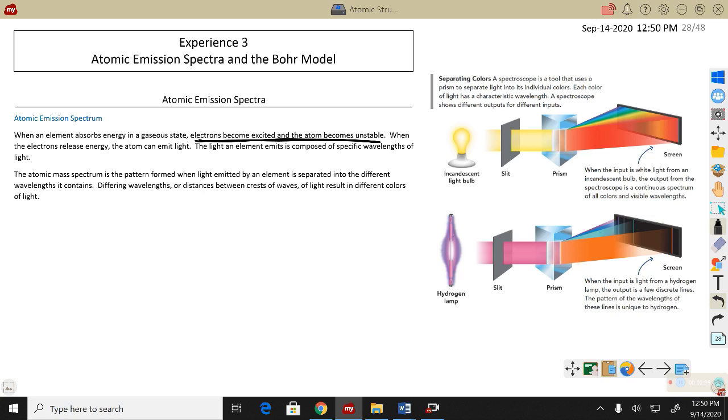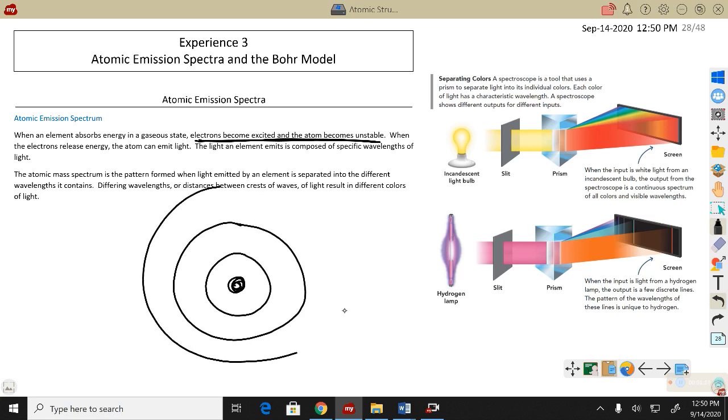And at one point in your science career, you may have drawn atoms with a nucleus in the middle, and then there are these rings around the outside, or energy levels or shells or whatever you may have called them, and that's where the electrons are normally found. There are a few just hanging out there. So let's say this is an atom that's already a gas.